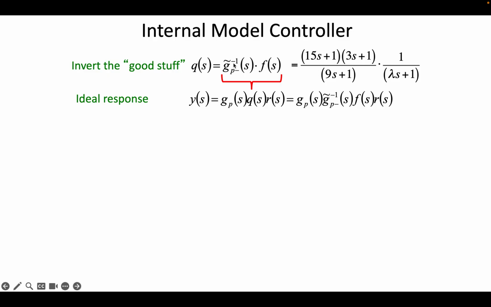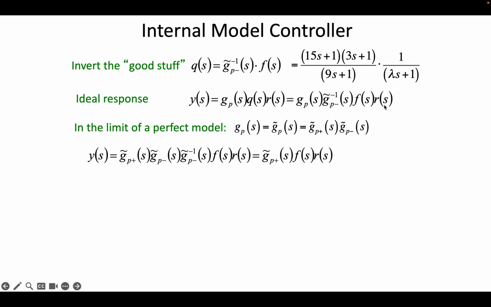All right, so that controller Q consists of the inverse of the good stuff times this filter here. So that's what I'm showing as the Q. What I have behind this red bracket is the Q. All right, so if I insert that here for the Q, you notice you get the process times the inverse of the good stuff times that filter times the set point change.